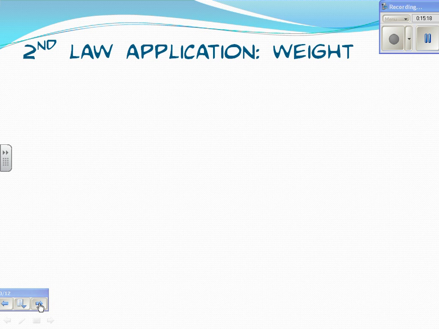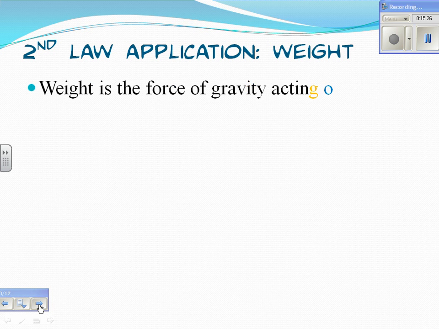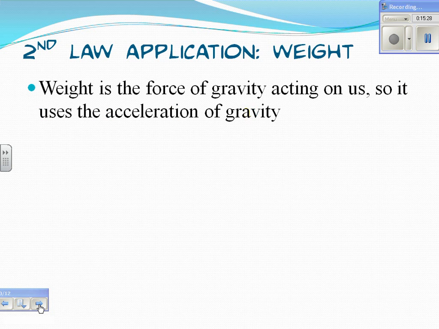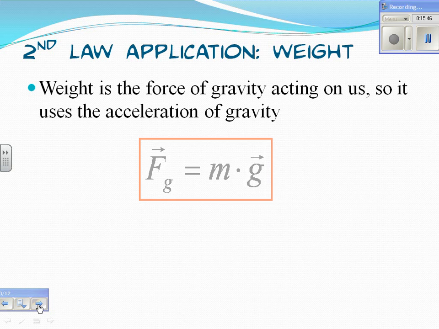Next, we've got a special case of the second law, which is how do we calculate weight? First off, what is weight? Weight is the force of gravity that acts on something. We already know how to calculate a force. It's mass times acceleration. But this is a special acceleration. It's the acceleration of gravity, which we also know is g. So we rewrite that formula that we had, F equals ma, to account for this.